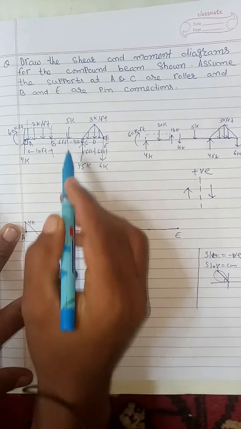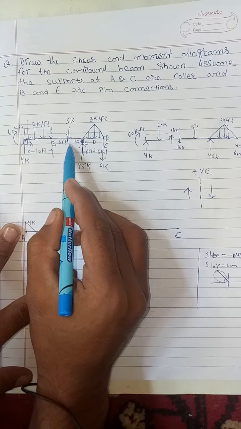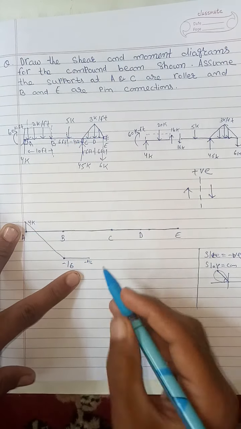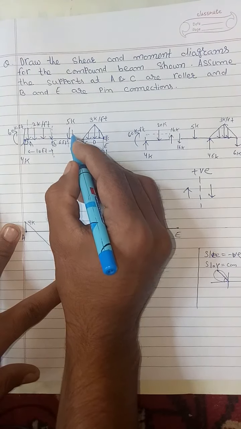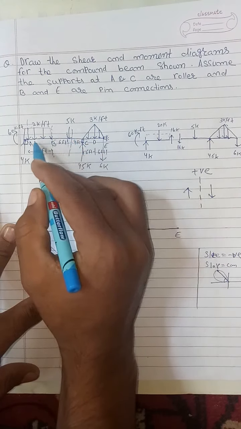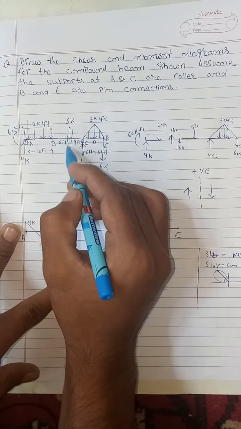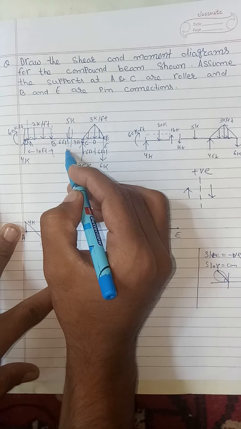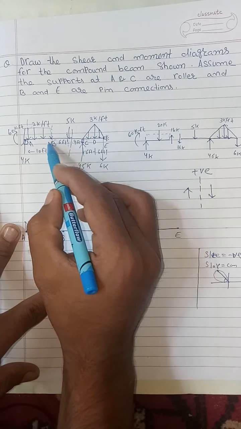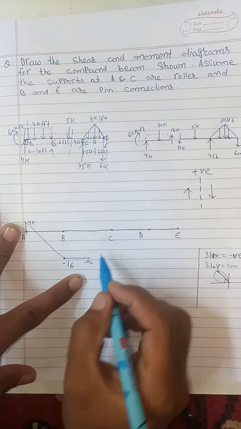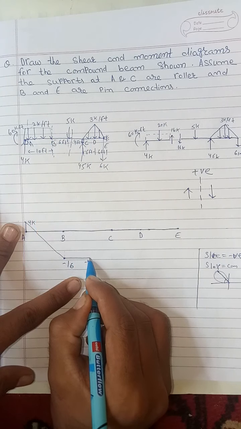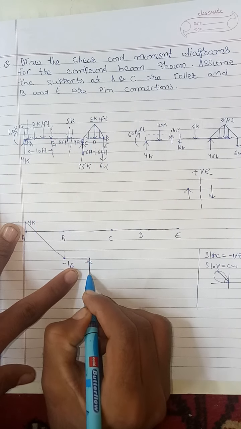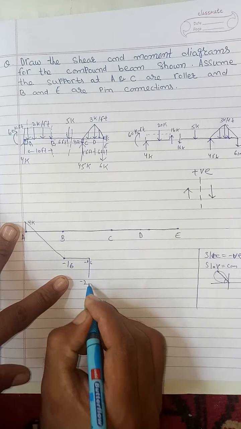And at this point it is abruptly decreasing from -16 to -21, because if I draw a sectional line here, this will be -16 up to here, and at this point this is -5, so this will be -16 -5, that is -21. So I will go down here, this is -21.